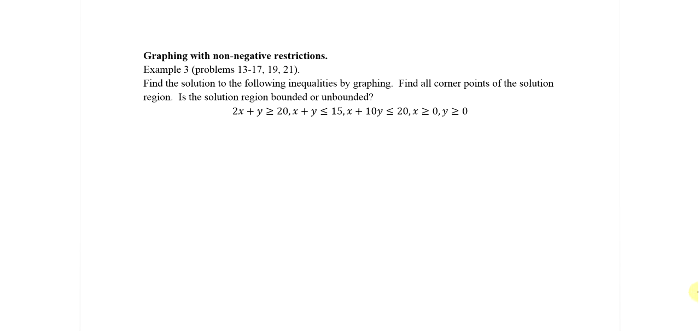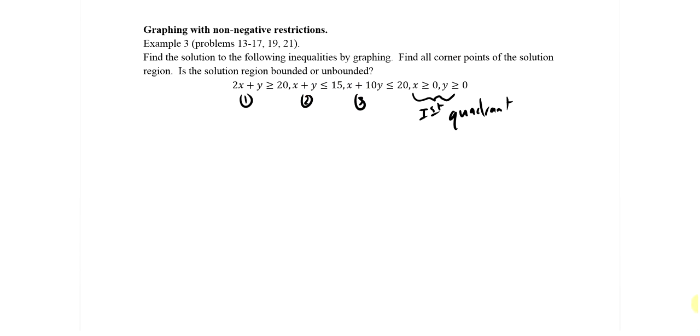Okay, so graphing with non-negative restrictions. Here's another problem. Find the solution of the following inequalities by graphing. Find all corner points of the solution region. Is the solution region bounded or unbounded? And here we have 5 inequalities, but we know these last two just mean in the first quadrant, so only x is greater than or equal to 0. So we'll call this one inequality 1, this one inequality 2, and this one inequality 3.